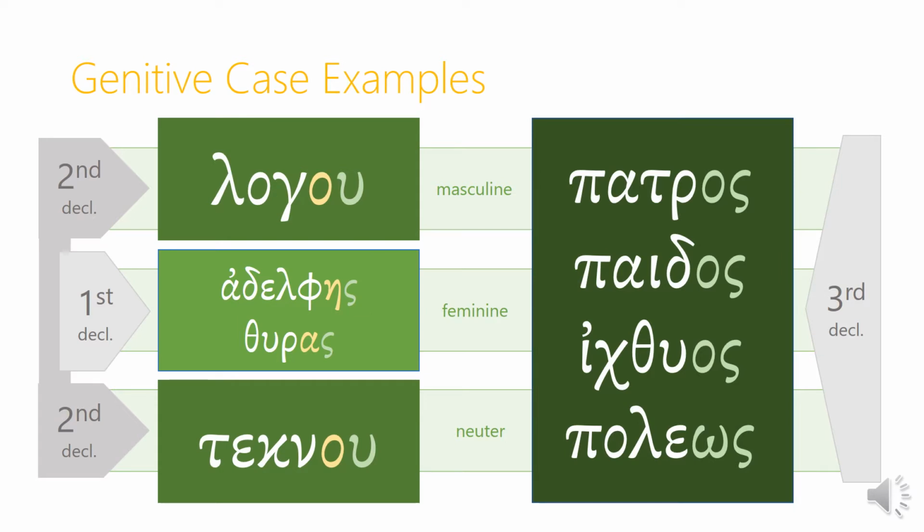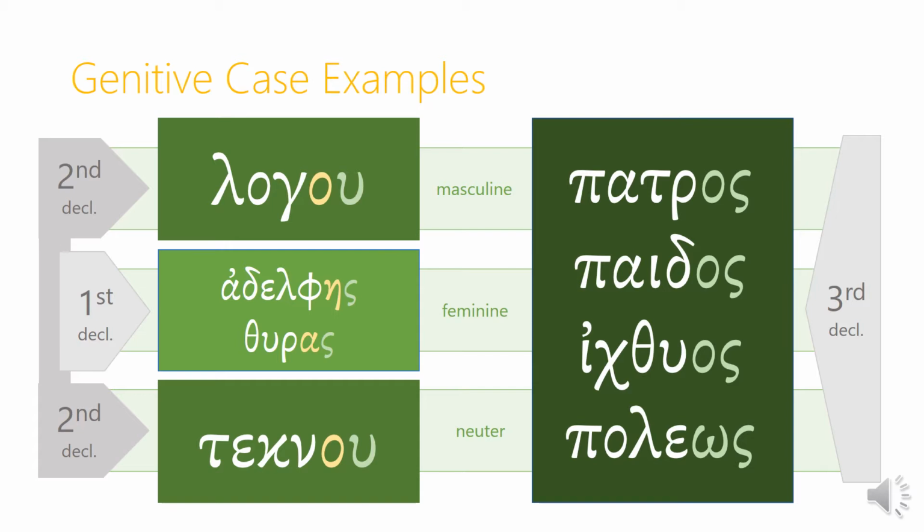Let's take a look at some genitive case examples. The nominative λόγος becomes λόγου in the genitive. ἀδελφή becomes ἀδελφῆς. θύρα becomes θύρας. τέκνον in the neuter second declension becomes τέκνου.